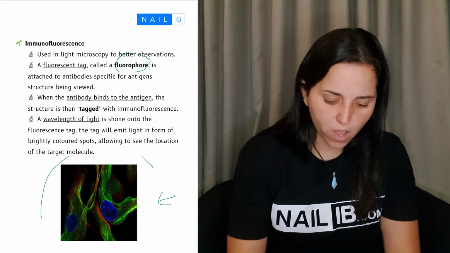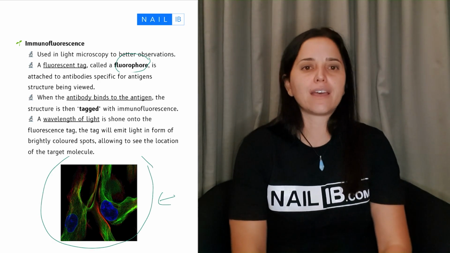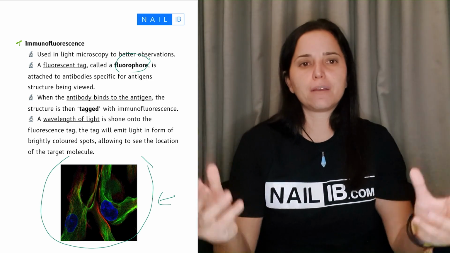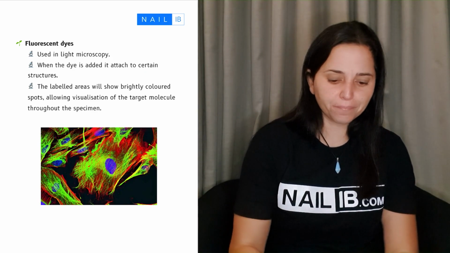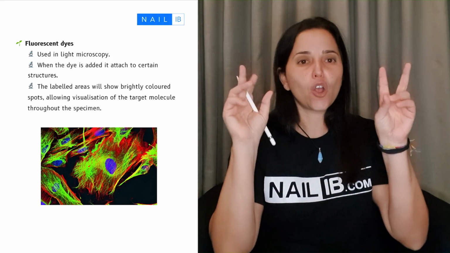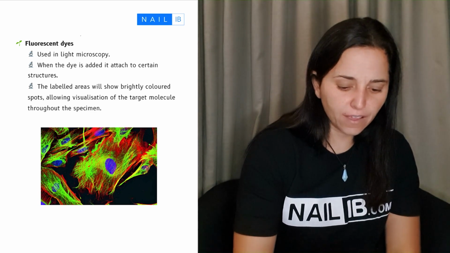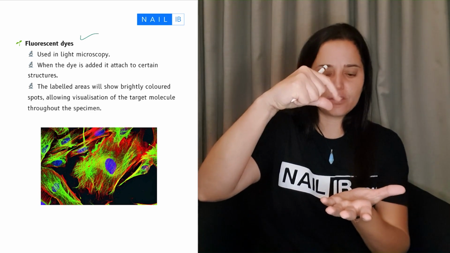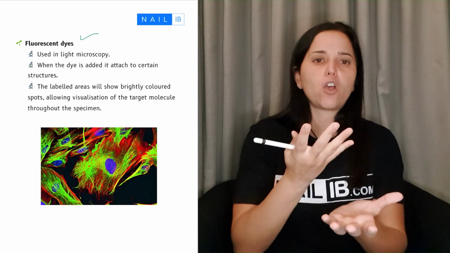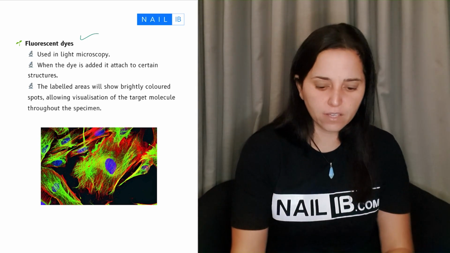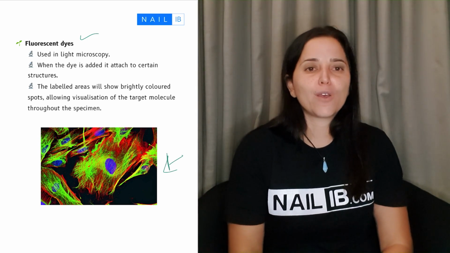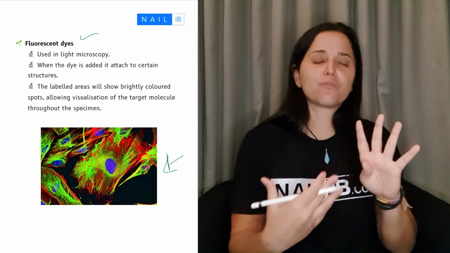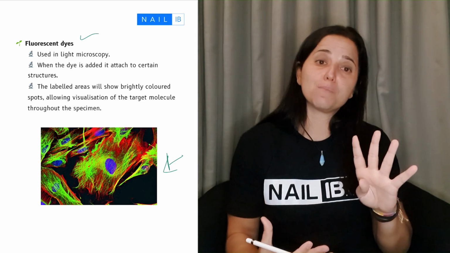So in the end, a wave of light is just going to be hitting on that tag, and then you're going to see different colors coming out and looking bright like this picture. Another way also of getting colorful pictures is fluorescent dyes. So this one you use a light microscope, and it's easy: you just drop a dye into the specimen, and then the bright color will show up when the light hits on it, as you can see right here. So these were the 4 different ways of using microscope in order to see pictures.